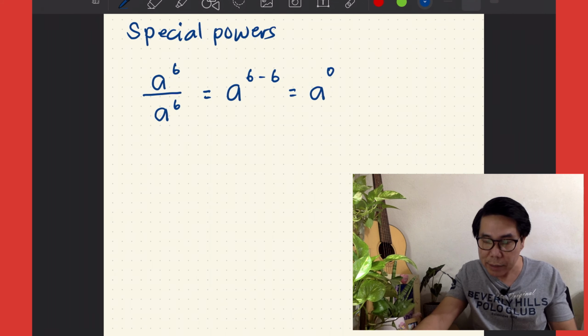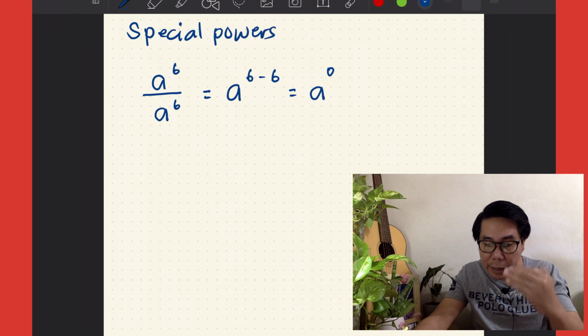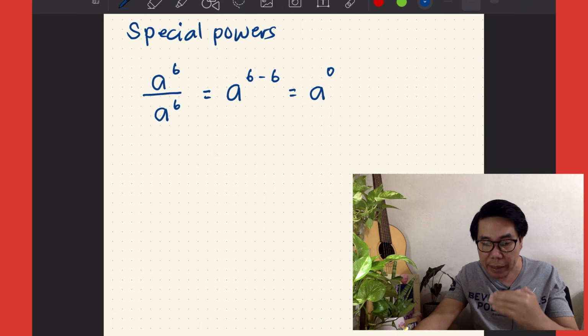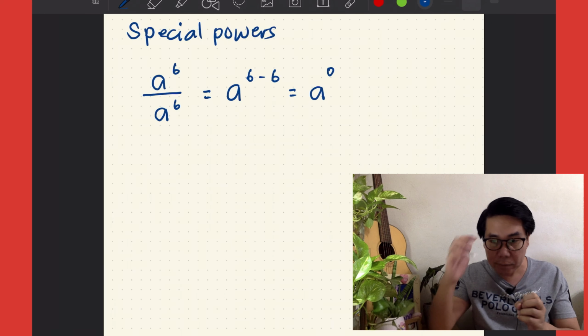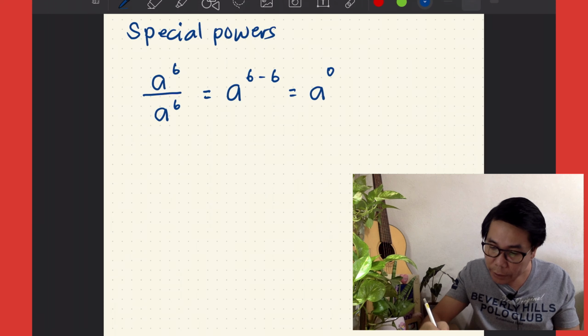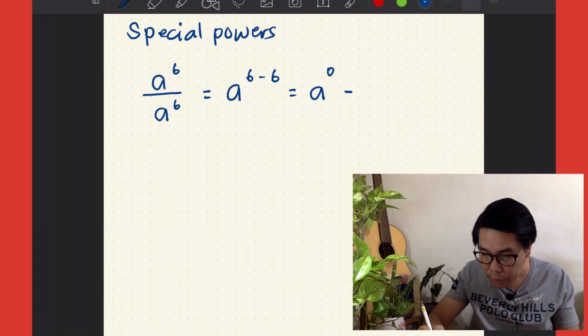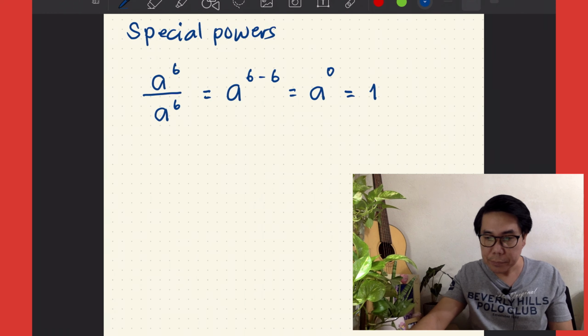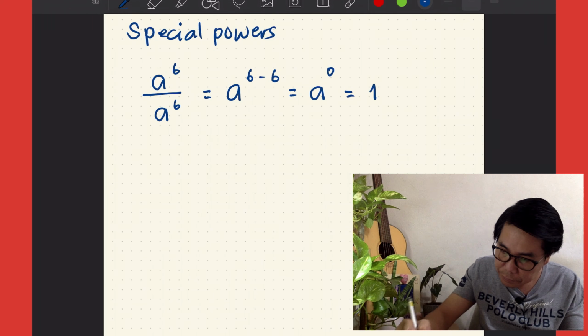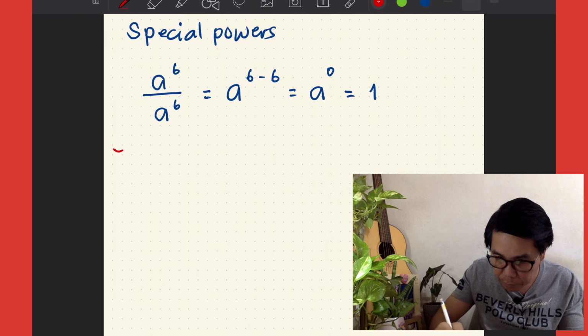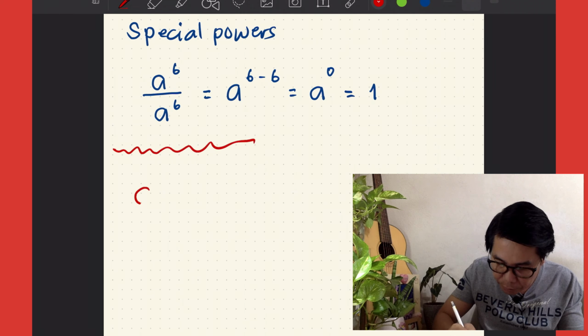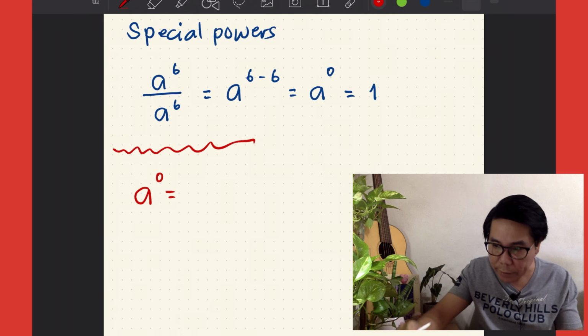But we know that any non-zero number divided by itself will give us 1, because a to the power of 6 divided by a to the power of 6 will give us 1. Any number divided by itself will give 1 as the answer. So therefore, a to the 0 power is equal to 1. So we say that a to the 0 power is equal to 1.